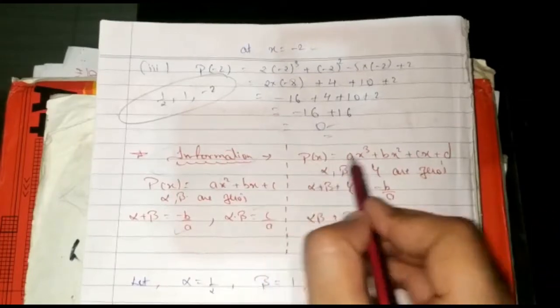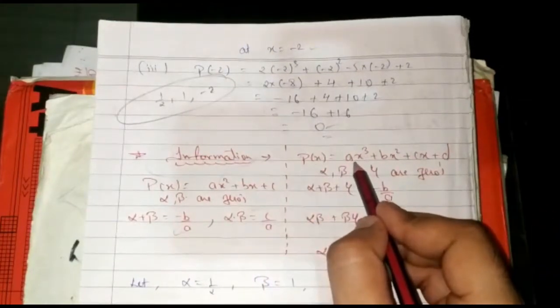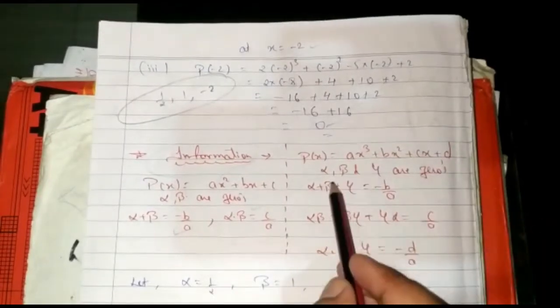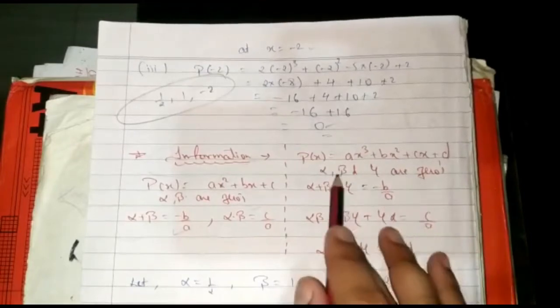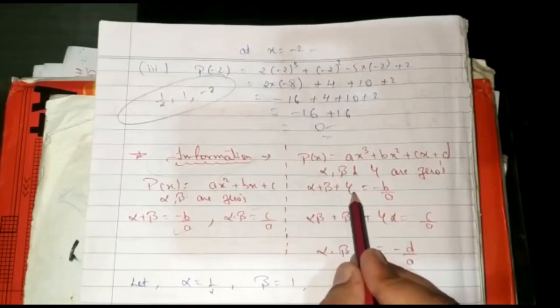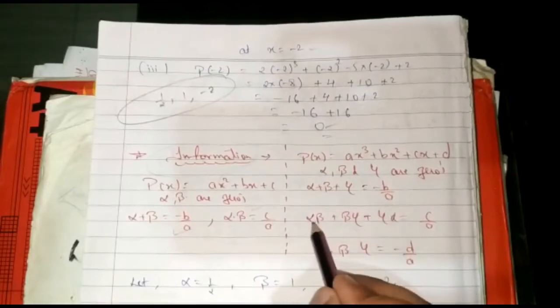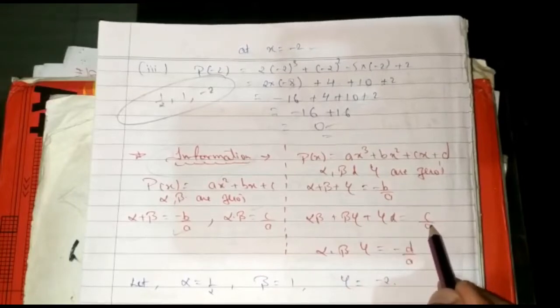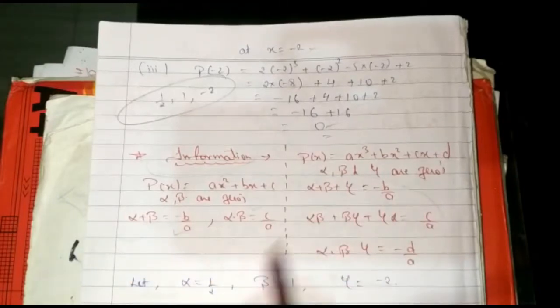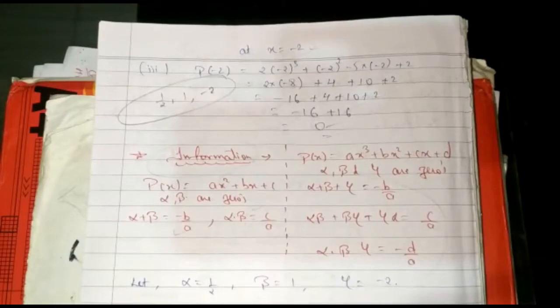But in a cubic polynomial, let us consider a polynomial p of x is equal to ax cube plus bx square plus cx plus d. Alpha, beta and gamma are its zeros. We have to verify that alpha, beta and gamma are its zeros. So the sum of the zeros, alpha plus beta plus gamma, will be equal to minus b by a, and alpha beta plus beta gamma plus gamma alpha will be equal to c by a, and alpha into beta into gamma will be equal to d by a. When these three conditions are satisfied, then we can say that alpha, beta and gamma are the zeros of this polynomial. So these are the conditions which we have to satisfy in this problem.